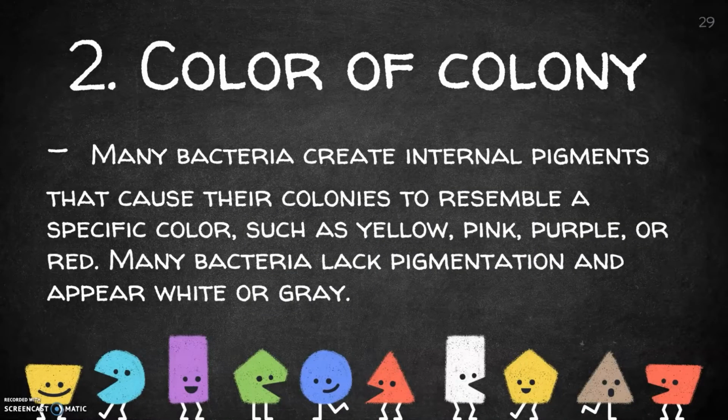Next is the color of colony. Many bacteria create internal pigments that cause their colonies to resemble a specific color, such as yellow, pink, purple, or red. Many bacteria lack pigmentation and appear white or gray.